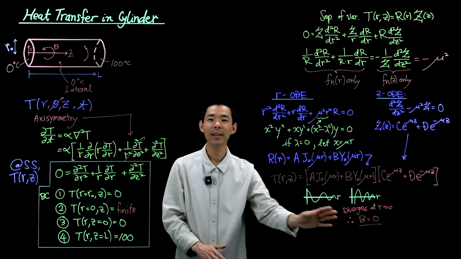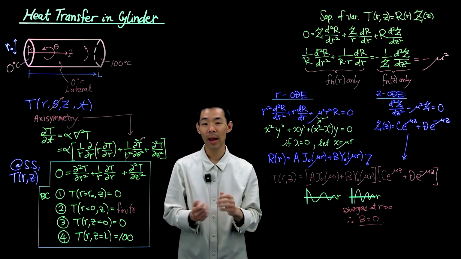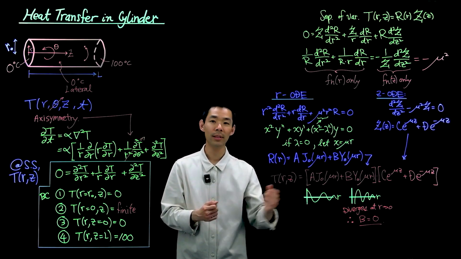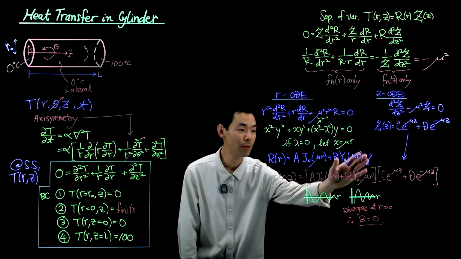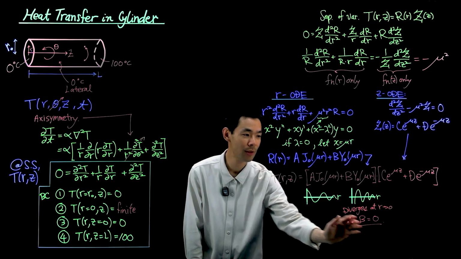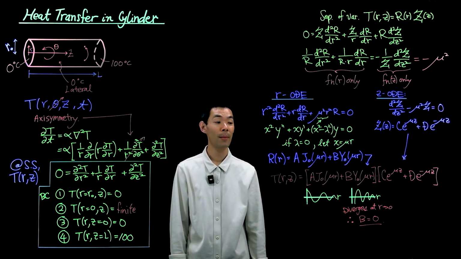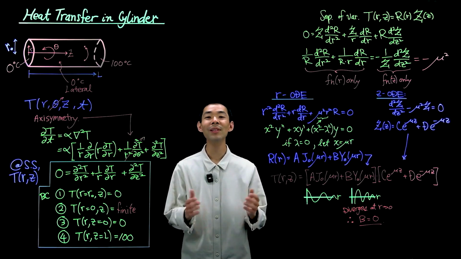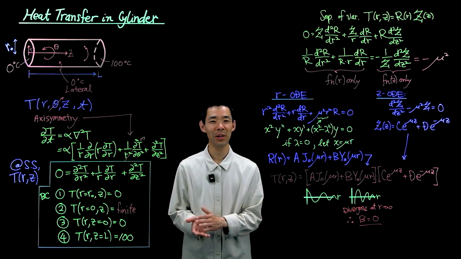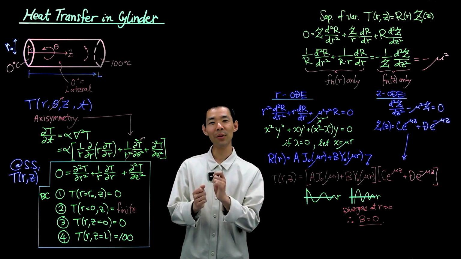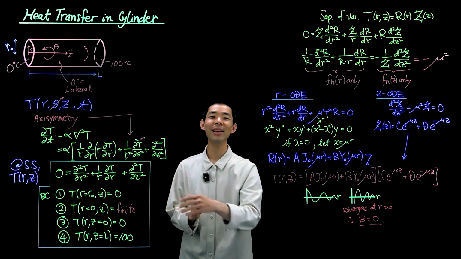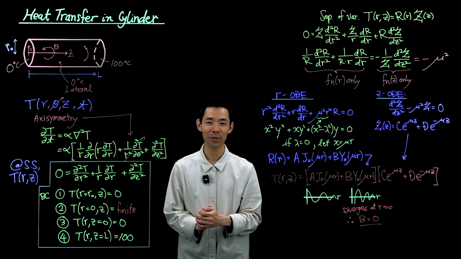But either way, it's grounded in a physical argument, whether it's symmetry or whether the temperature has to be finite, we're able to use one of the boundary conditions to get rid of this term by setting b equal to 0. Just like how we did it with the rectangular coordinate system. Just a subtle difference in how we write down the boundary condition at r equal to 0.